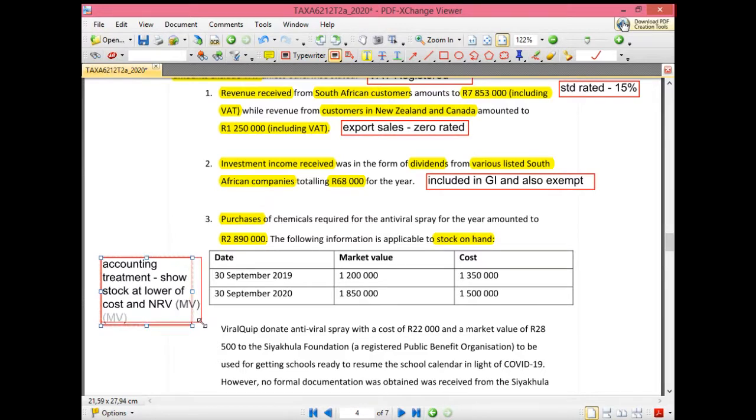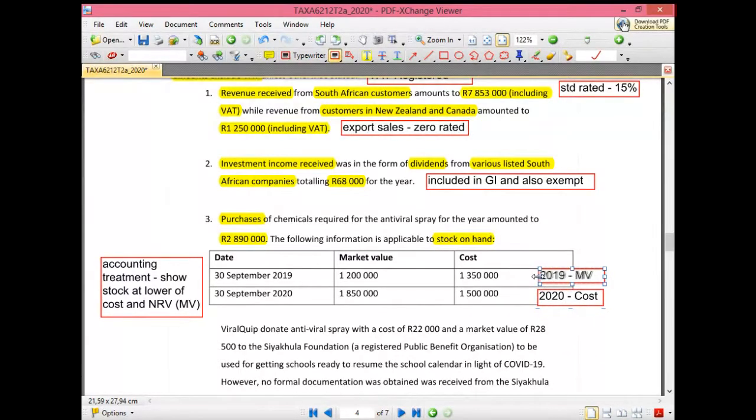So what that means is when we do this calculation, we need to go look at the market value versus the cost, and the lower of the two will be included in our calculation. So if we look at this, for 2019, the opening balance, we will use the market value because it is the lower of the cost and the market value. Whereas for 2020, so our closing stock, we will use the cost because that is less than what the market value is.